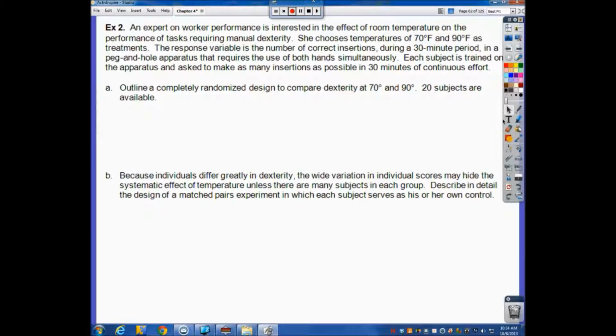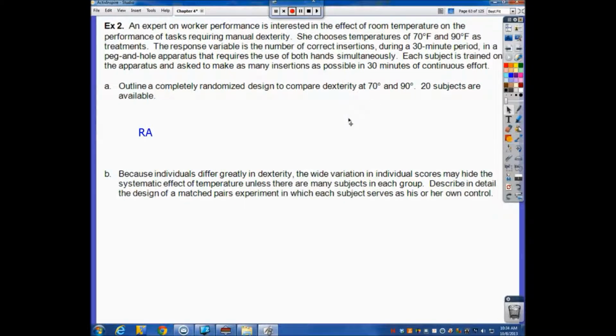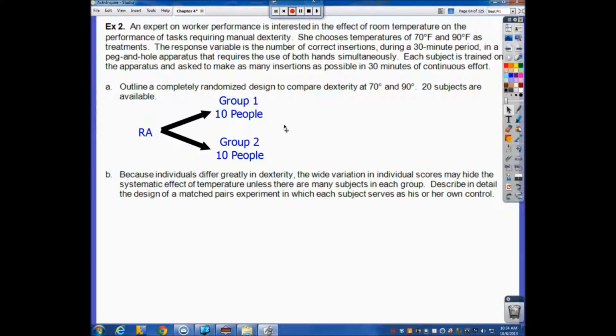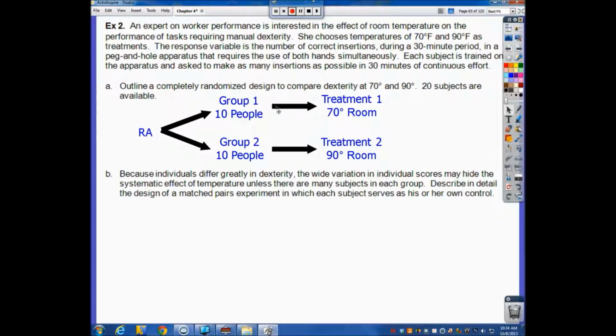This is what we talked about in the previous video. So we're going to have our 20 subjects. We're going to randomly split them up into two groups of 10 people each. Within each group, let's say group 1, we give the 70-degree room, and group 2, we give the 90-degree room. So after our 30 minutes at 70 and 30 minutes at 90 degrees, we come back and we compare the number of correct insertions.